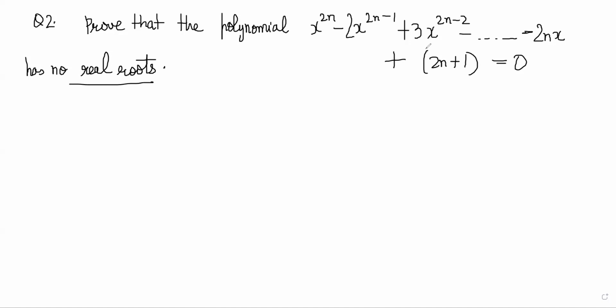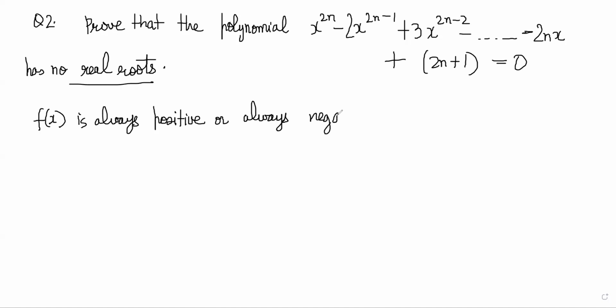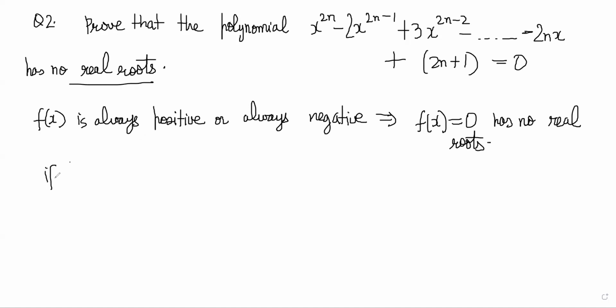One way to show that a polynomial has no real roots would be to show that the value of f(x) is always positive or always negative. That would imply that f(x) equal to 0 has no real roots, right? So in this case, you will realize that if x is less than 0, and even if equal to 0 actually, you will realize that f(x) is positive.